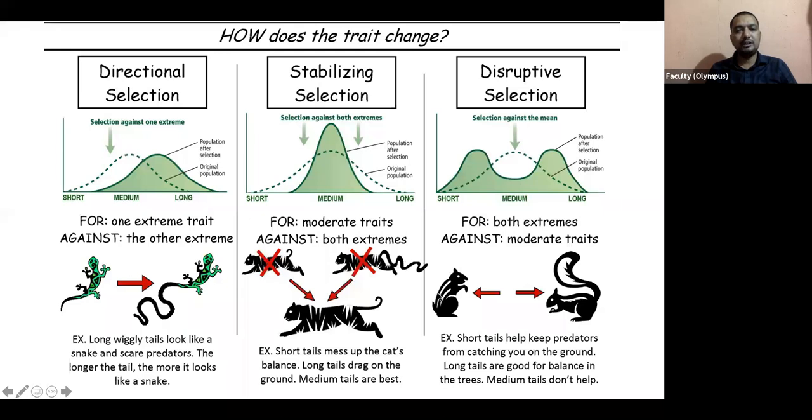So some of these in the population may keep the shortest tail here, or they have a long tail. If it is beneficial to be on either side, you may find a few members in the population will have a shorter tail, and a few of them have the longer tail. If that happens, this is called disruptive selection. You are on the two extremes.